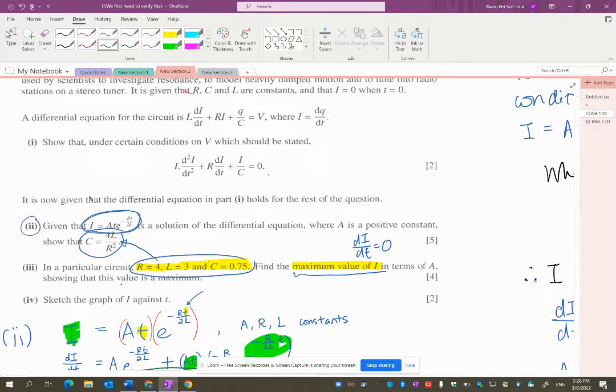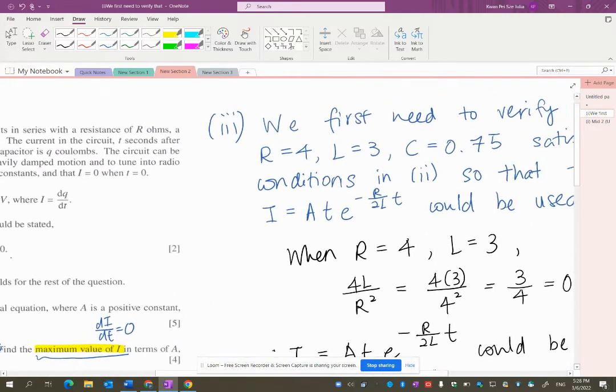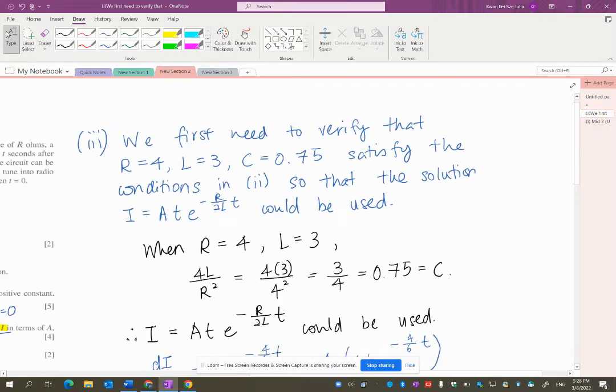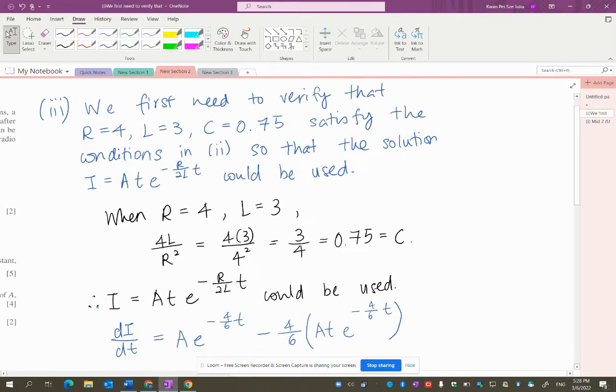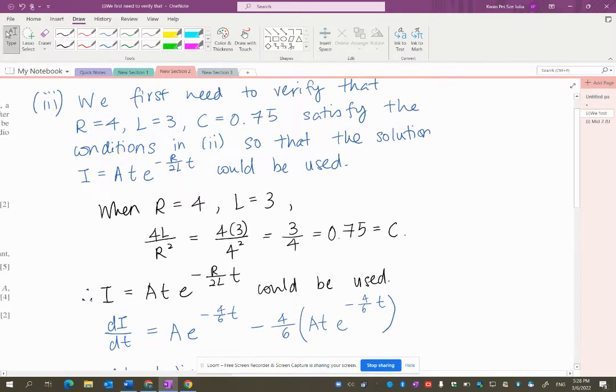Okay, because this is an A-level question actually, in the examiner's report it was stated that a lot of candidates did not verify that these three values actually satisfy this equation. So they lose marks because of that. So we're going to start the question by first doing the verification. We first need to verify that the three constant values satisfy the conditions in part 2.